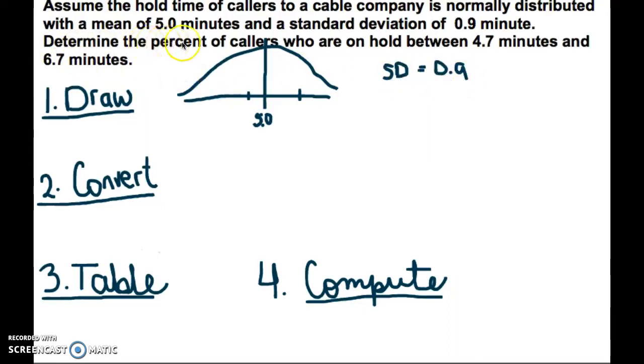We want to determine the percent of callers who are on hold between 4.7 minutes and 6.7 minutes. So we want to look at the value between 4.7 and 6.7. 4.7 is pretty close to 5, and 6.7 is the value that we have over here. So we're going to try to compute the area, or that decimal percentage, for values in this shaded yellow area.